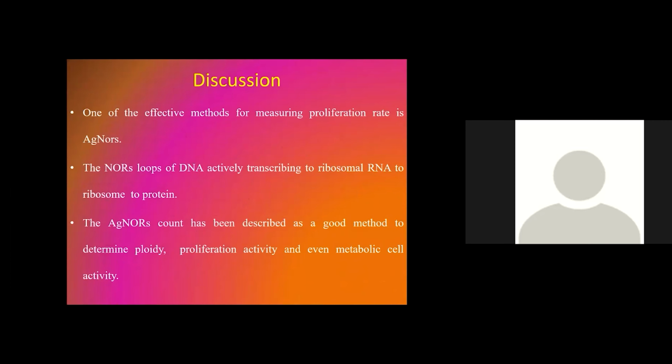One of the effective methods for measuring proliferation rate is the nucleolar count, because nucleoli are the loops of DNA actively transcribing into ribosomal RNA, which is being further converted into proteins. So nucleolar count has been described as a good method to determine ploidy, proliferation activity, and even metabolic cell activity.